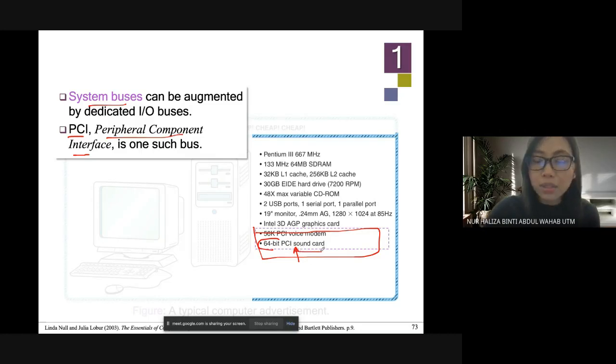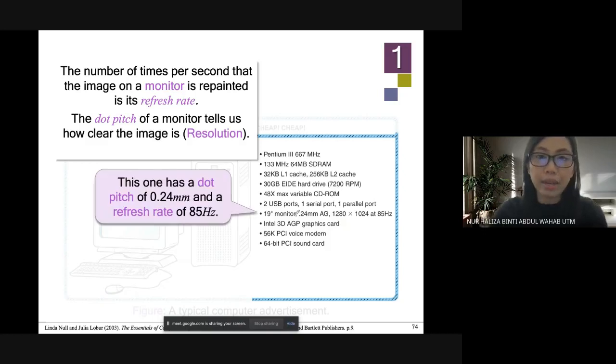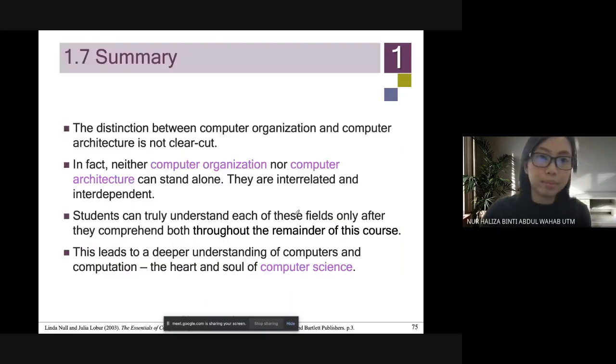your sound card supports, and what the voice modem is. And for those who normally do graphics, video editing, or maybe want to play games, your graphic card is very important. If you go for editing or 3D modeling, you need to have a very good graphic card. So all of it you need to check before you buy your computer.